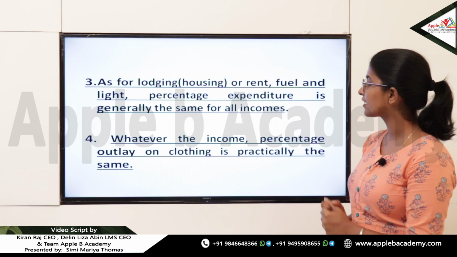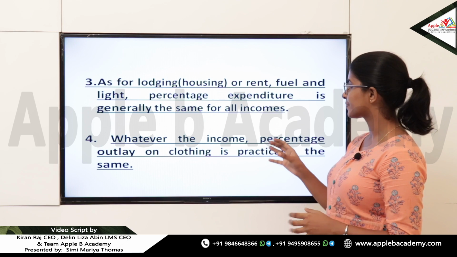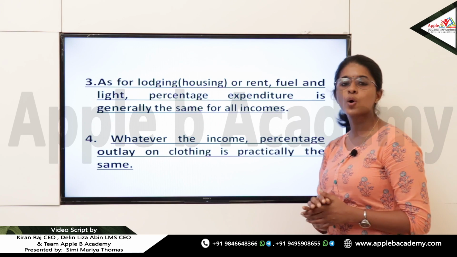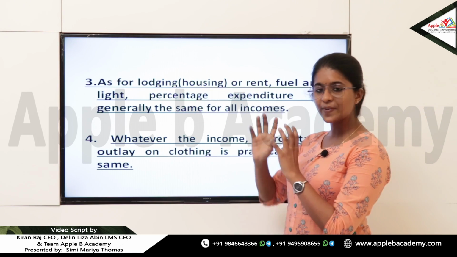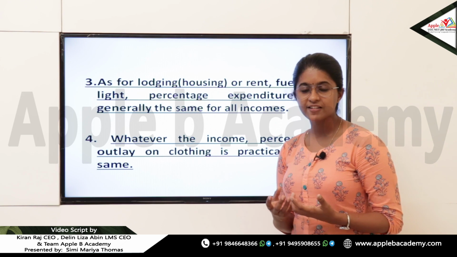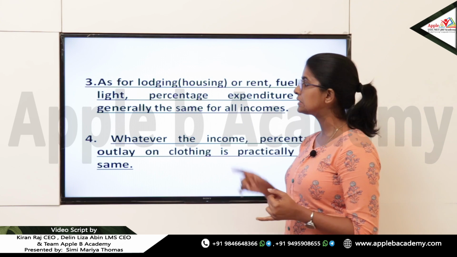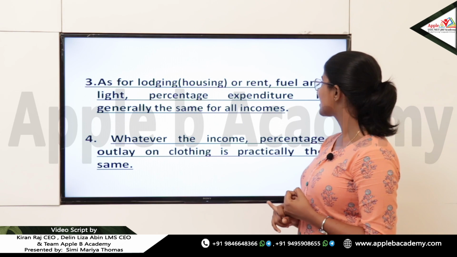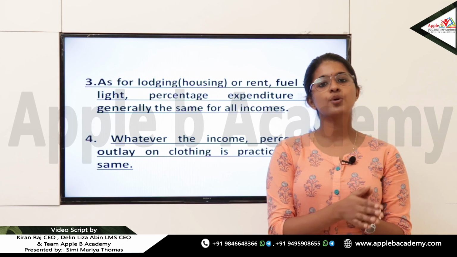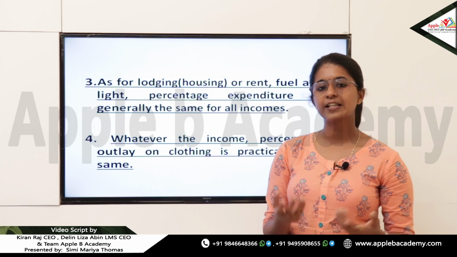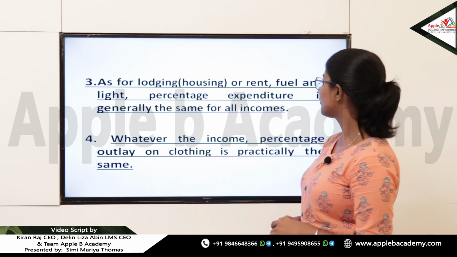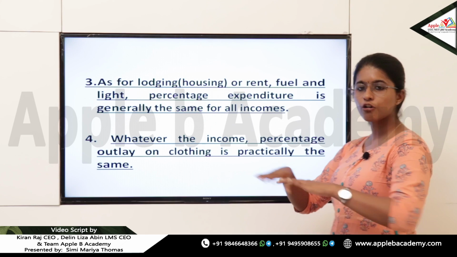Another conclusion is that when it comes to housing or rent, lodging, fuel and light, the percentage expenditure is generally the same for all incomes. So the expenditure on these areas remains constant. These are the areas where spending does not change with the change in income: expenditure on lodging, rent, fuel and light. Any expenditure on fuel and light, or on rent, lodging or housing, does not change with the change in the level of income.